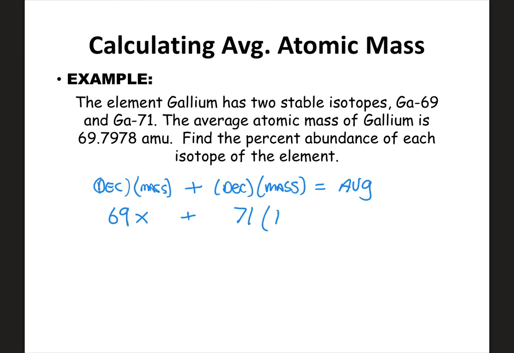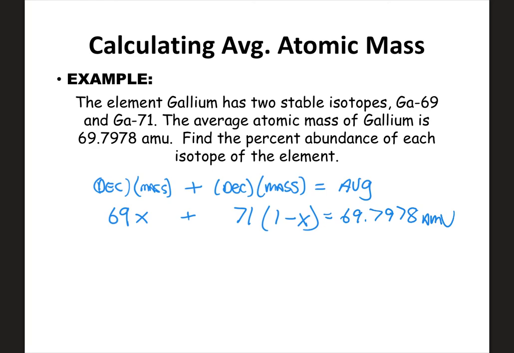So if I take 1 minus whatever x is, that would give me the other decimal here for this isotope. All right? You really got to think about this. If this isotope here has a specific value, I know because this is the decimal form of the percent, they both add up to 1. So if I take 1 minus whatever this value is, x, I get the other decimal form of the percent here. Then what you do is you just set that equal to the average, which they told you, 69.7978 AMU.